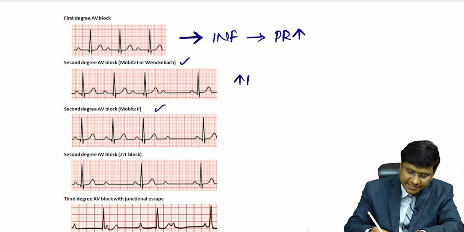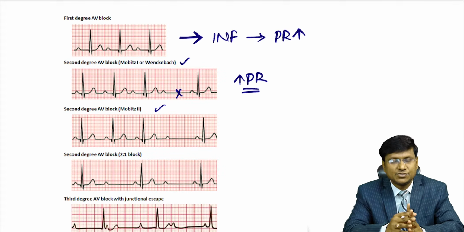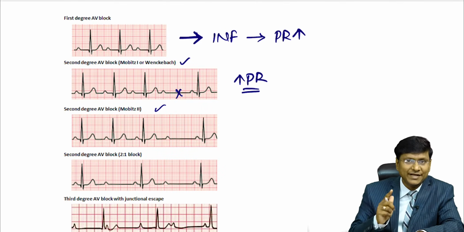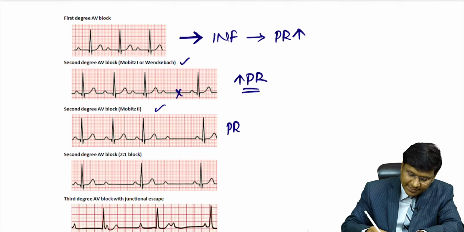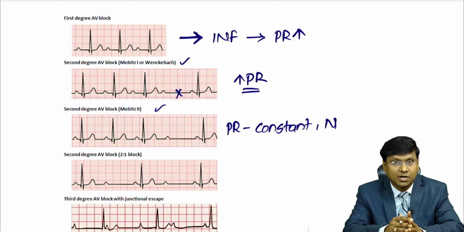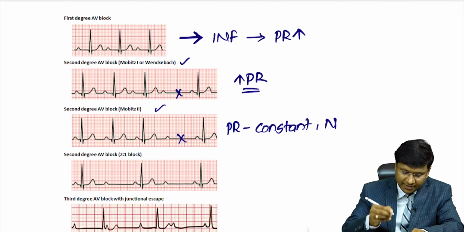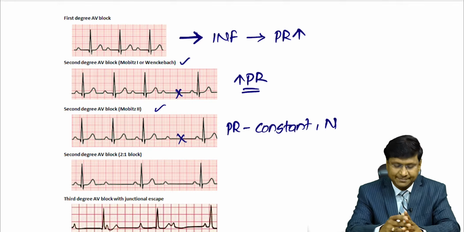There will be progressive prolongation of the PR interval and there is drop in the QRS complex. That is what is observed in case of Mobitz type 1. Whereas in case of Mobitz type 2, the PR interval remains constant. And PR interval remains normal as well. So PR interval is constant and PR interval is normal, but there is intermittent drop in the QRS complex. That is what is observed in case of Mobitz type 2.